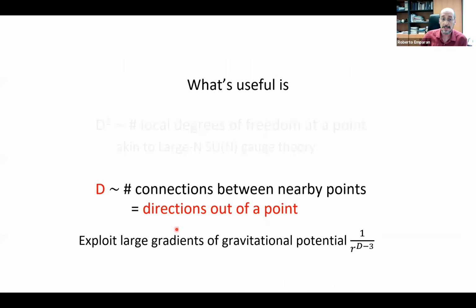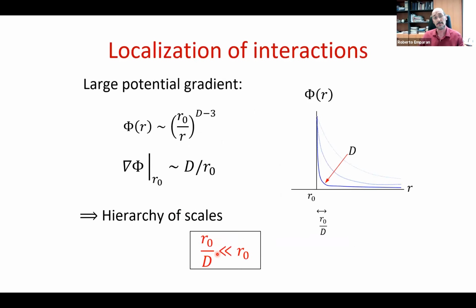What we have found is that by exploiting that the gradients of the gravitational potential become steeper and steeper as you go to large D, this is what's given us some leverage, and what's enabled us to make progress in understanding black hole dynamics. So let me go into a bit more detail of what I mean by this. The basic idea is very, very simple.